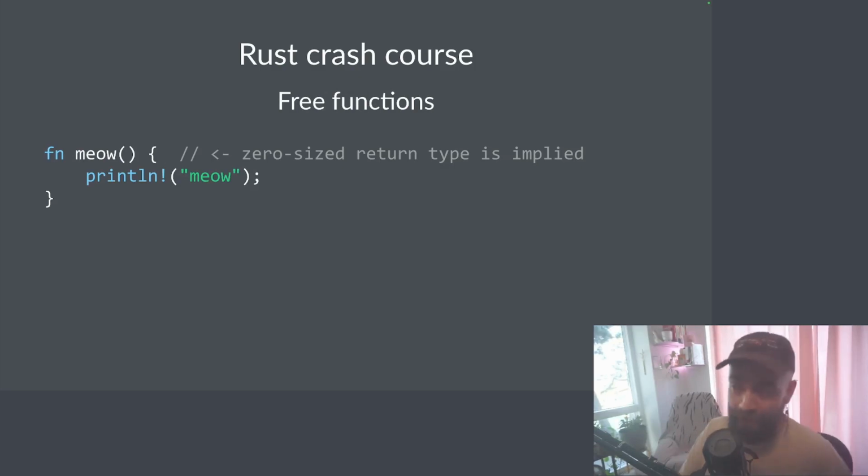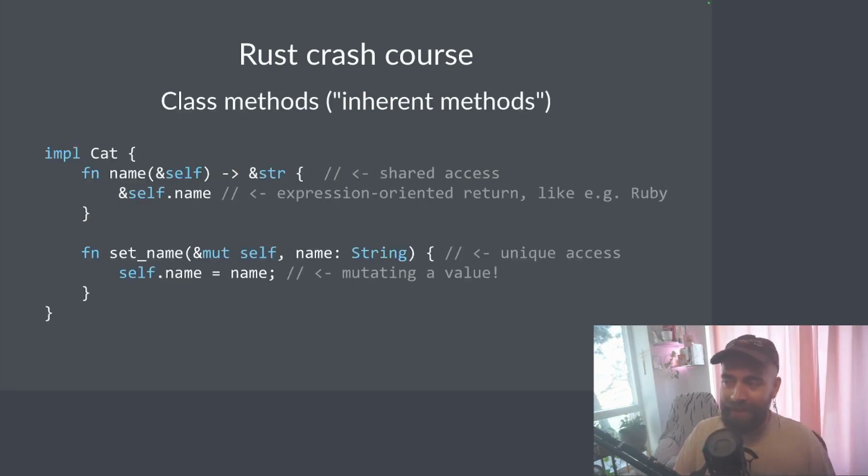And this just prints meow to standard out. And then here's how you implement methods. First, we have a getter for the type name, which takes self by reference, so a shared reference, and returns a string slice. And then we have a setter, which takes a new string, and that mutates self.